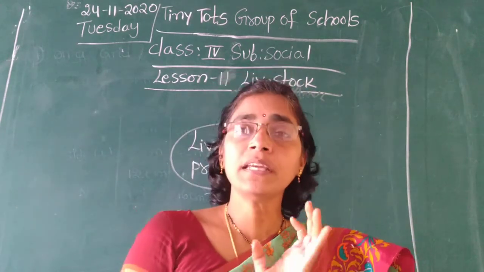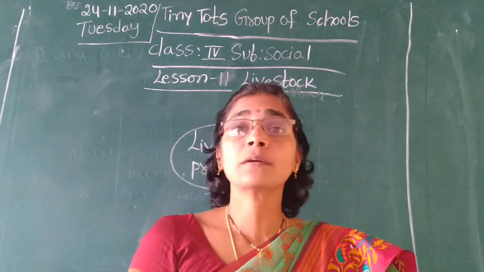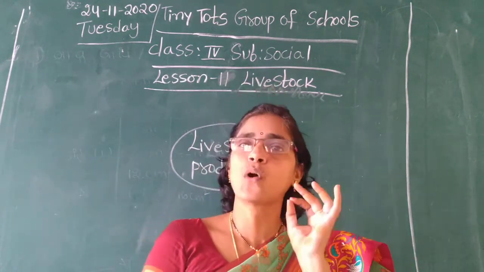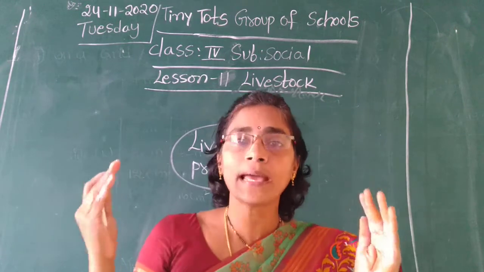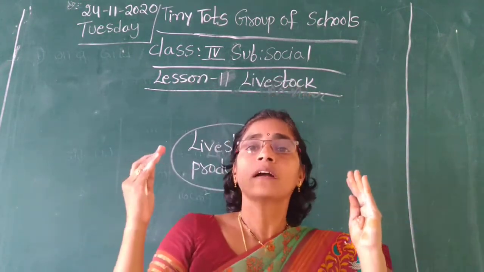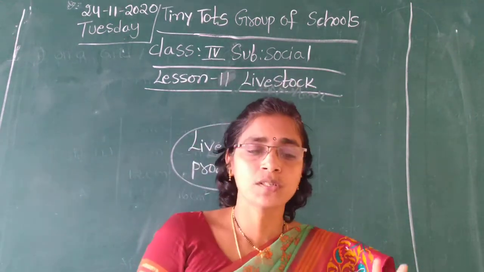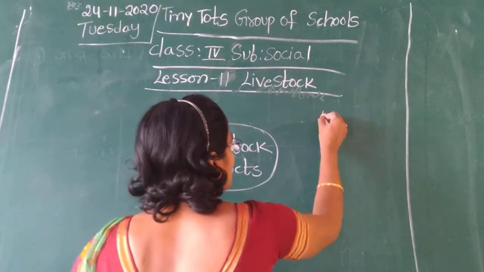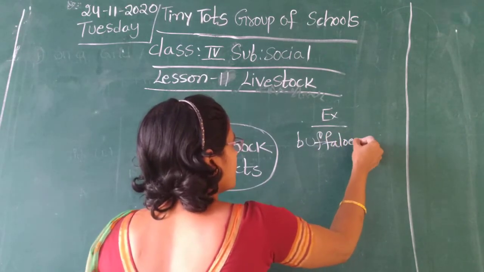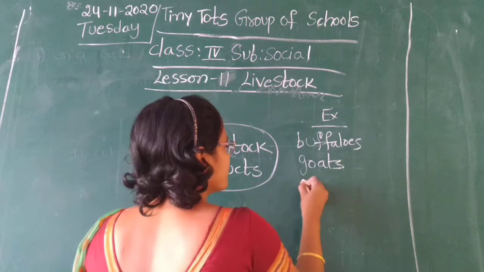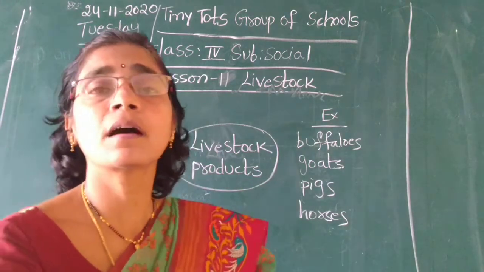Now, what is the meaning of livestock? Life means living things. Stock means animals. Livestock refers to animals that are raised to produce food, to help to complete the works, and to give valuable products. What are the examples of livestock? Buffaloes, goats, pigs, horses, etc. These are the examples of livestock.